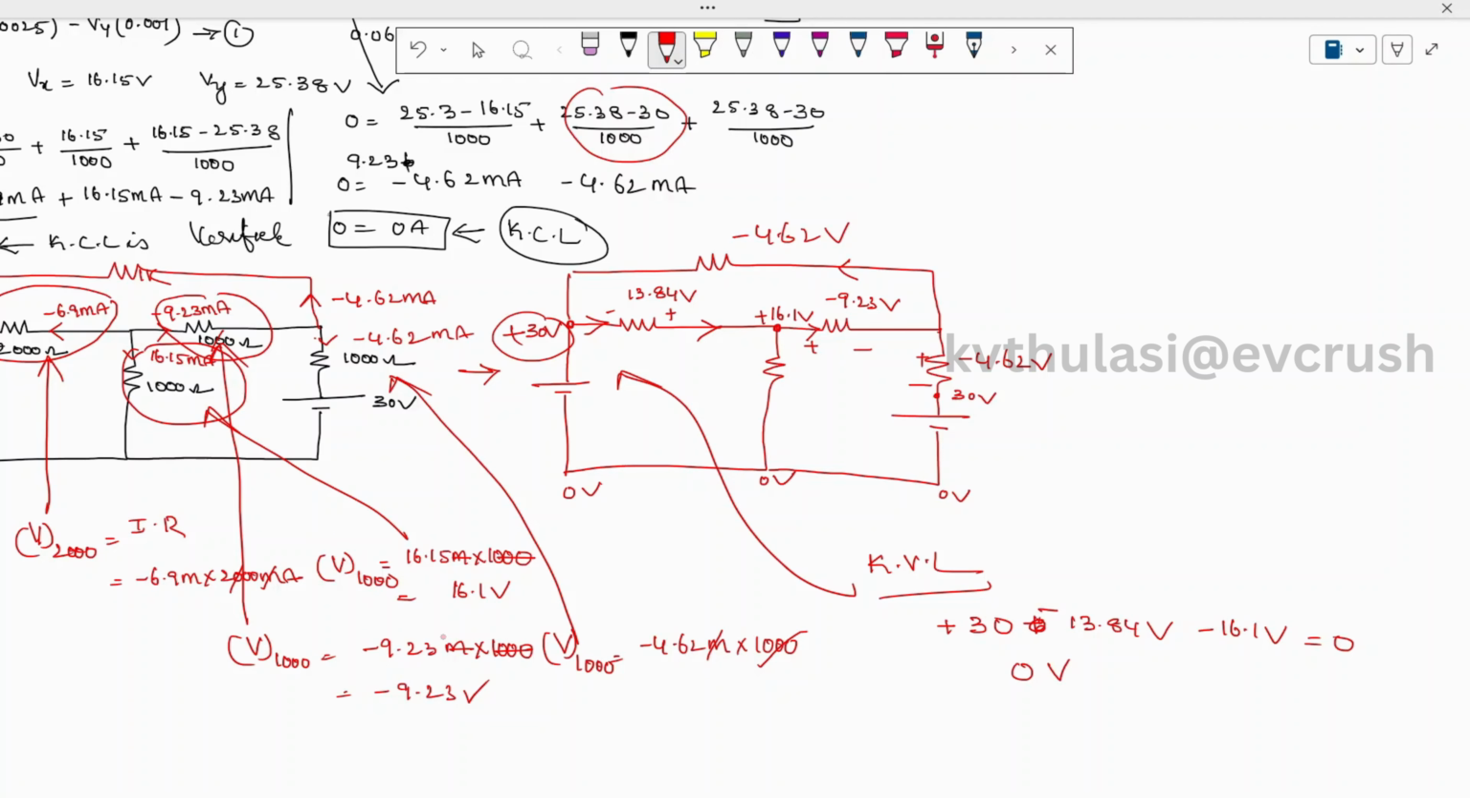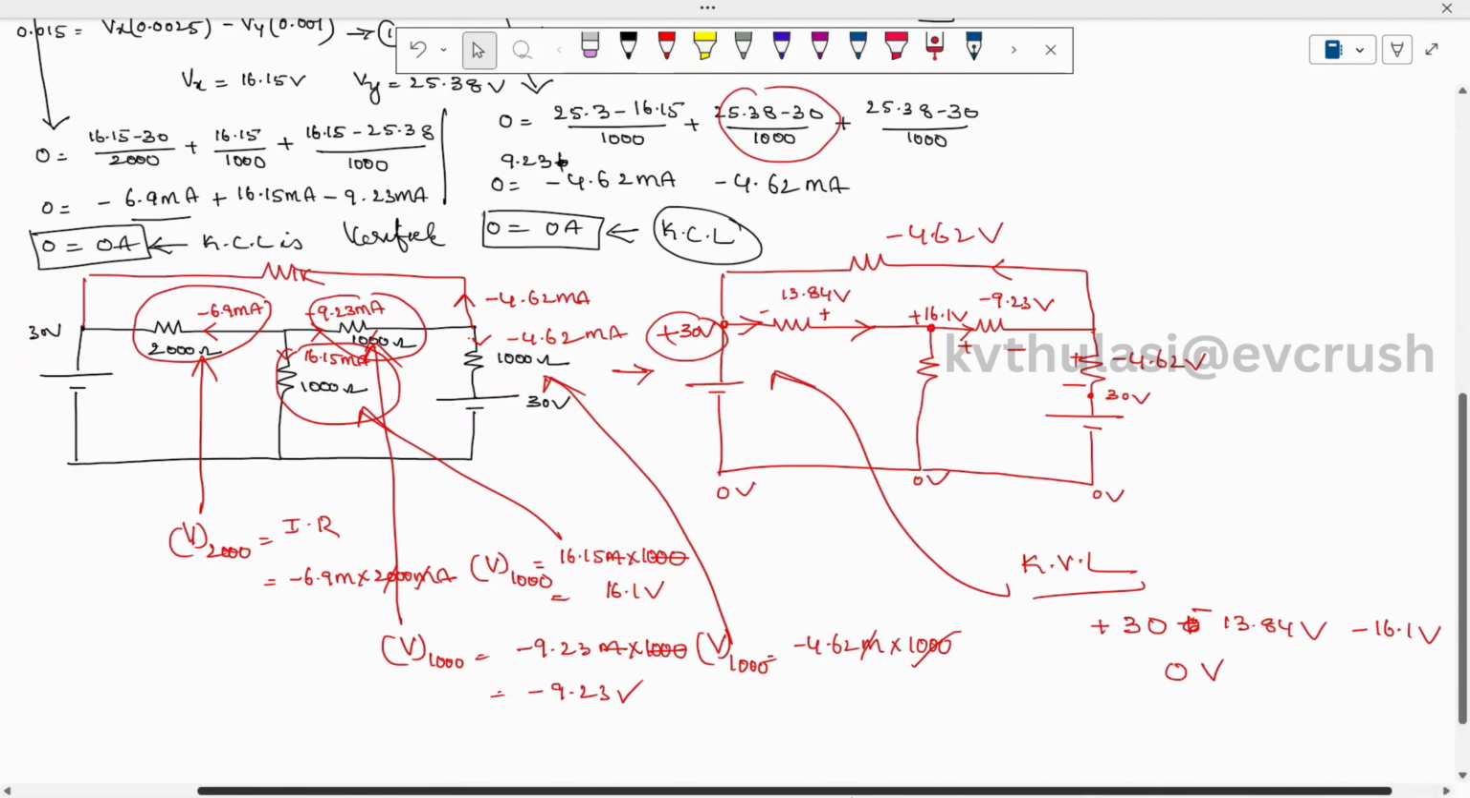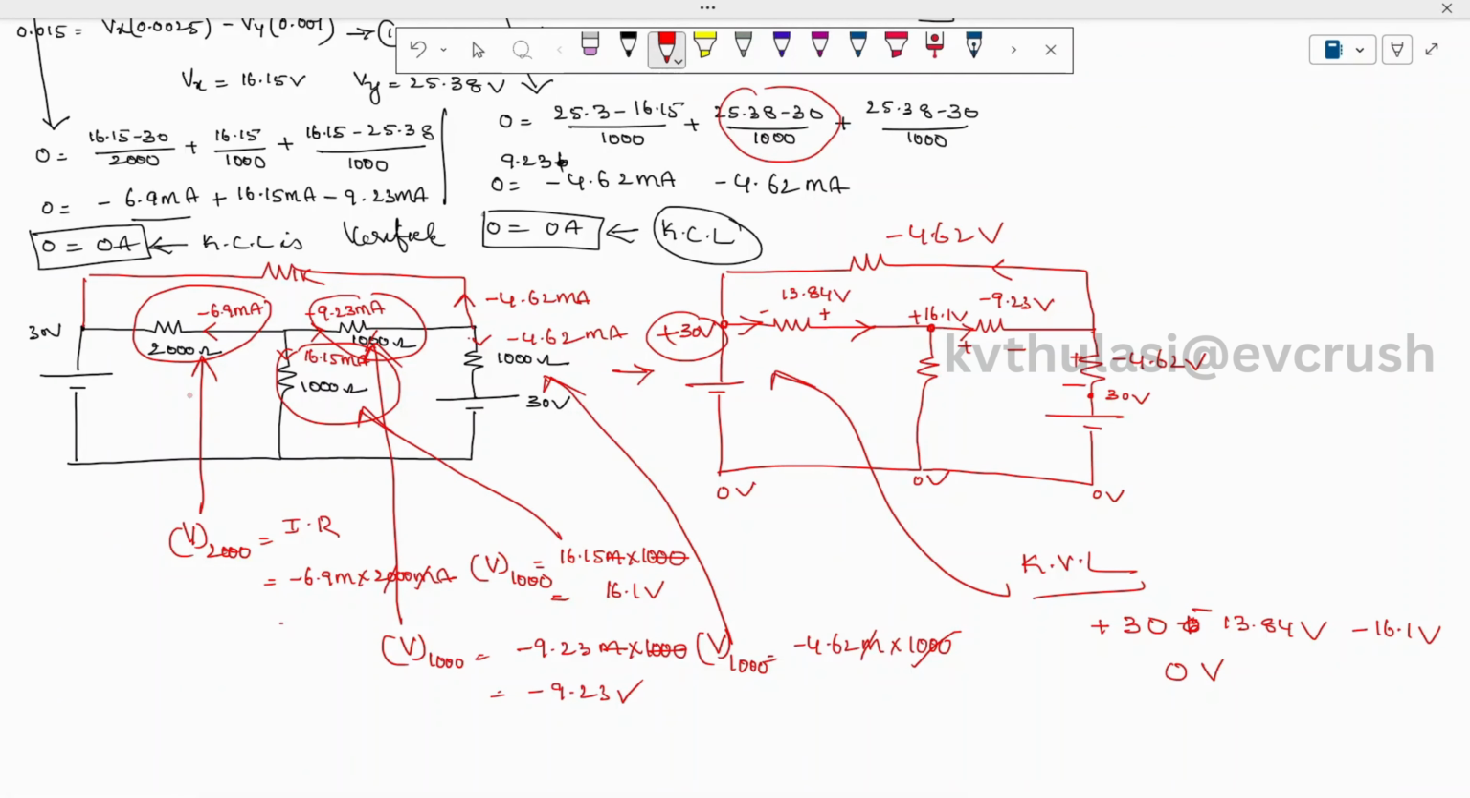So here, if you have confusion, you can check out here. So the polarity here you are going to get 2000. This is minus 13.8 volts. So this is nothing but minus 13.8 volts. Therefore, this is minus. Okay. So that's why you got the minus here.